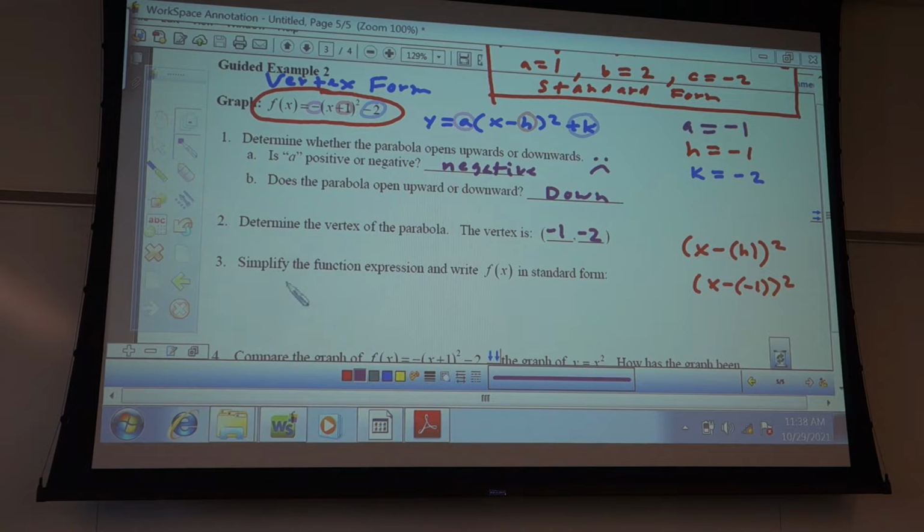And this is where it gets a little trickier. So let's find x plus 1 squared, and then we'll plug it in. So that's x plus 1 times x plus 1.